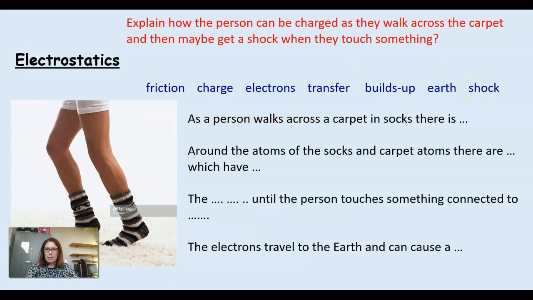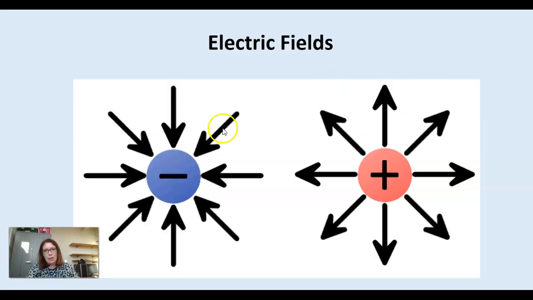The very last thing you need to know for this lesson is about electric fields. If you have a charged particle like this negative electron, around it is a field, and that field is where you would feel the force. It's not a field like a field with grass in. In physics, a field is an area where you feel a force. For example, around the Earth there's a gravitational field, so if you were in that gravitational field you would feel the force of gravity. So around these charged particles you feel a force.